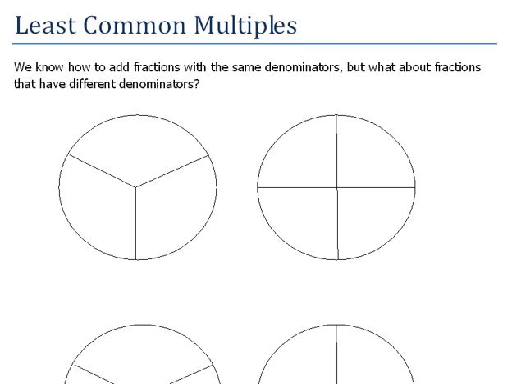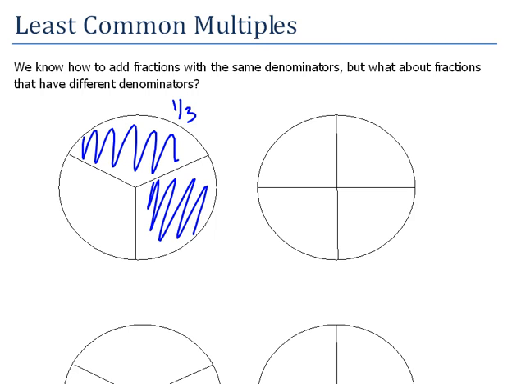Okay, well, whenever we added things that had the same denominator, we could look at it visually and see what was going on. For instance, if we were adding 1/3 plus 1/3, then that became 2/3 of our picture there. So that was very easy to do.